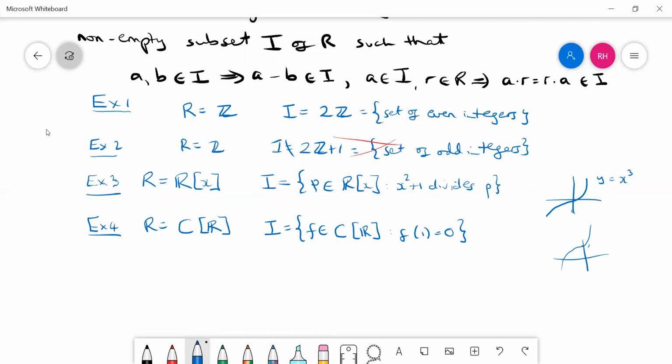Okay, so that's the 4 examples I wanted to show you, 3 of which are ideals and 1 isn't.